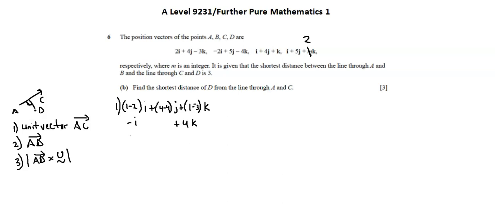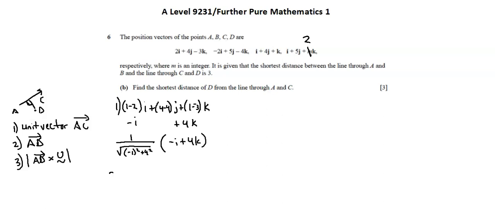For the unit vector, I'm going to take the value 1 over the magnitude of the i, j, and k values. We have negative 1 squared plus 4 squared, and multiply by negative i plus 4k. This is the unit vector in direction AC.